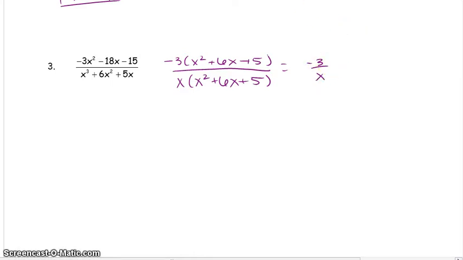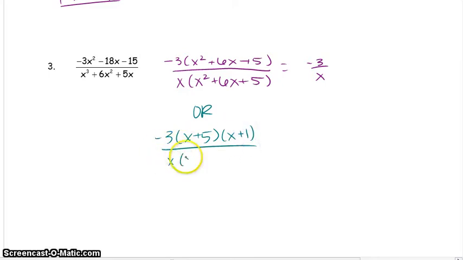But if you wanted to, you could also factor more, because if you notice what two numbers multiply to be positive 5 and add to be 6, well, that's an x plus 5 and an x plus 1. And so if you didn't see that right away and you factored this out, it does not hurt you, because look, you have an x plus 5 and an x plus 5 and an x plus 1 and an x plus 1. So it still cancels and you end up still with your same answer of negative 3 over x.